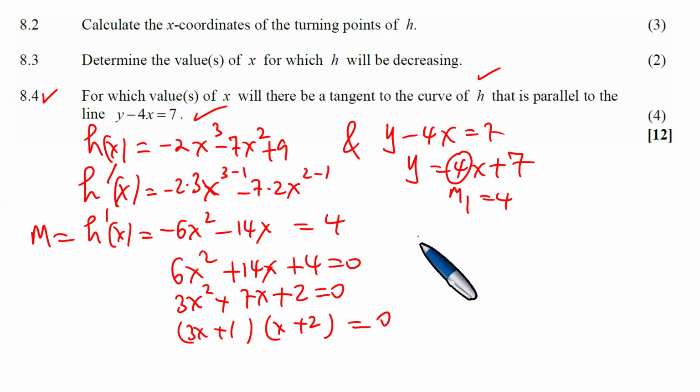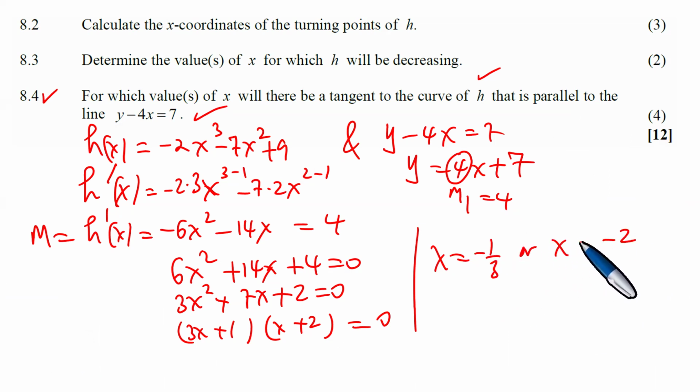Right, so the solution to this, then, is x equals minus 1/3 or x equals minus 2. So in the end, you are able to get the answer and get the distinction you want. Now, for which values of x will there be a tangent to the graph of h that is parallel to the line? x equals minus 1/3 or x equals minus 2. And this is the answer. Next point.